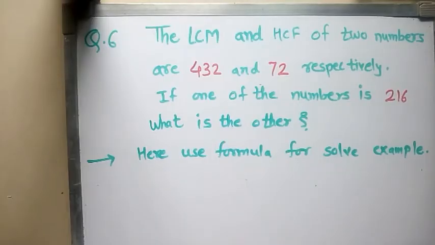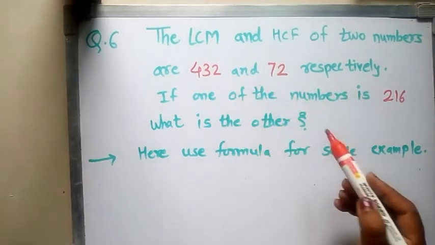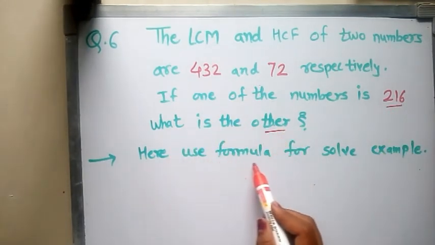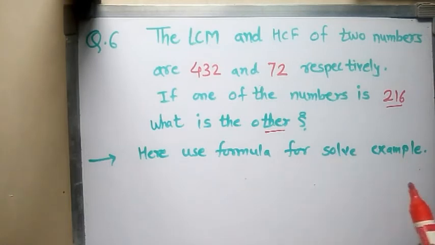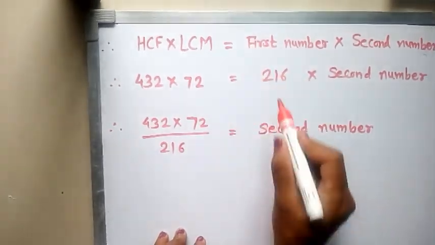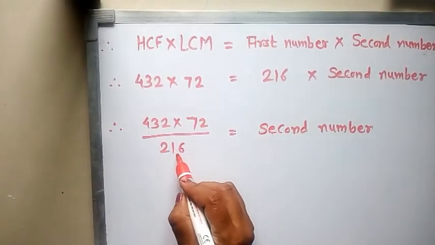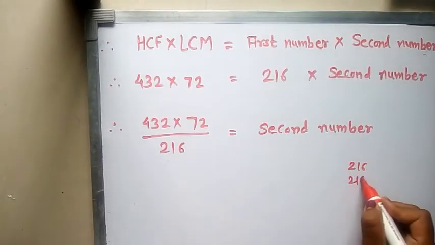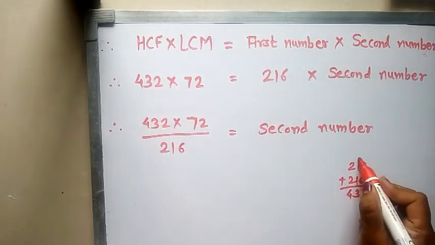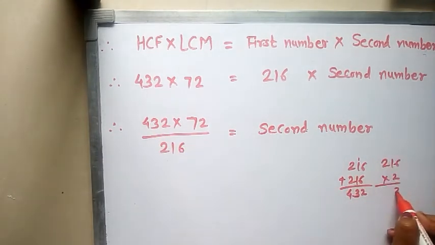Question 6. The LCM and the SCF of two numbers are 432 and 72 respectively. If one of the numbers is 216, what is the other? I write down the formula: SCF into LCM is equal to first number into second number. Left side 432 and 72 divided by 216. 216 plus 216 is 432.